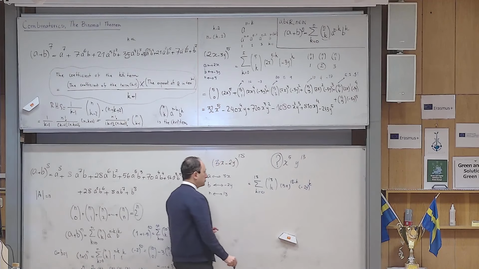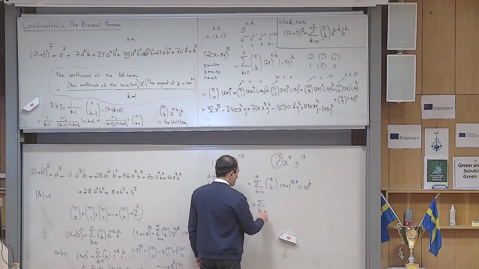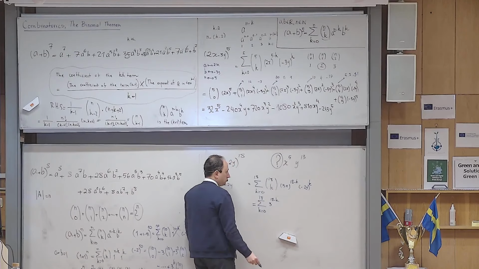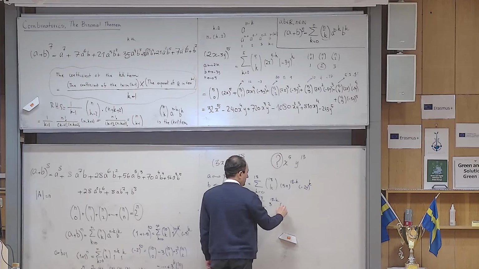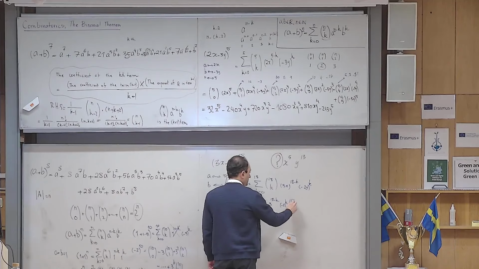But then if I want to see, if I expand that, it becomes sigma, k goes from 0 to 18. 3 to power 18 minus k will serve as my coefficient, one part of the coefficient. Minus 2 to the power of k will also be the same. And then these are the numbers.